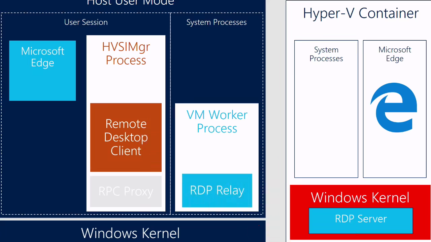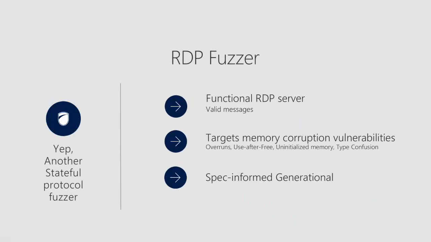So we fixed that, and we reviewed RDP with the assumption that the server was bad for the first time. And then on top of that, we fuzzed it. This time we built an RDP server that's a spec-informed, generational fuzzer that targets memory corruption vulnerabilities. And it's been highly successful in finding and securing RDP, not just for our scenario, which is Defender Application Guard, but also for anyone else that has this kind of hostile server risk, so detonation chambers, et cetera. So we've raised the bar for everyone.